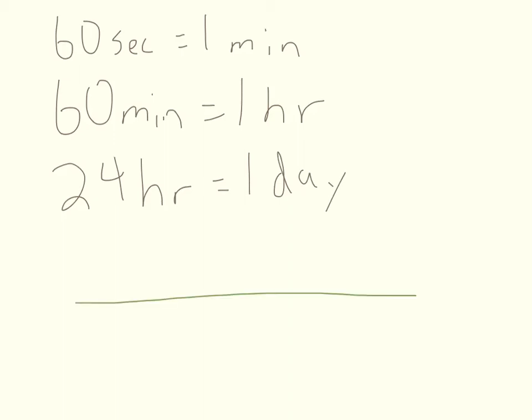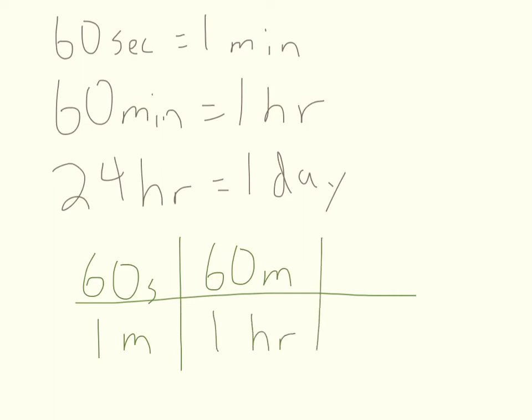So I'm going to start writing these out as ratios. I'm going to start with my 60 seconds in 1 minute. Then I'm going to put my 60 minutes in 1 hour. Then I'm going to put my 24 hours in 1 day.